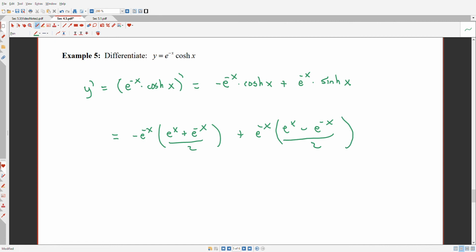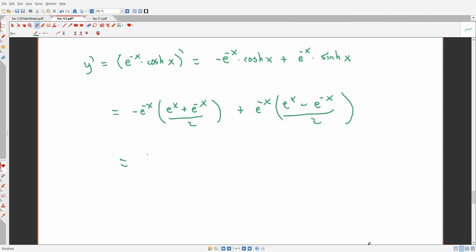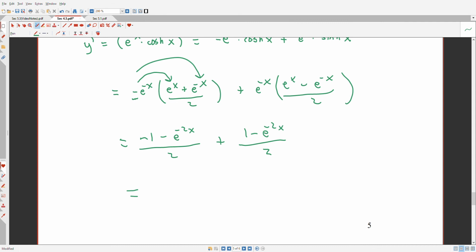So I'll get, when I do this term times this one, the x's in the exponent combine to give me 0. So I'll get e to the 0, so that'll be a 1. But then I have that minus sign out front, so I'll have a minus 1. And then when I combine this whole thing out front with this term, that'll give me a minus e to the negative 2x all over 2. And similarly, on my second piece, when I do a similar distributing, I'll get 1 minus e to the negative 2x all over 2. And if you're careful with your algebra here, this indeed does cancel a lot. Some of this cancels, and all you're left with is negative e to the negative 2x.